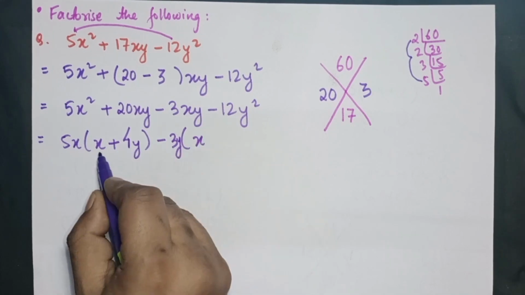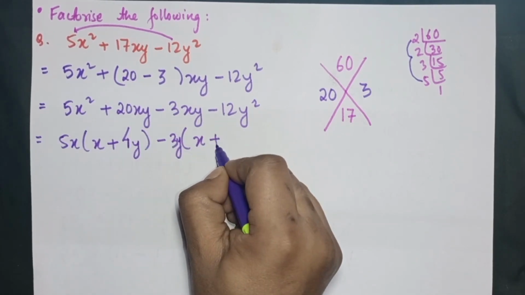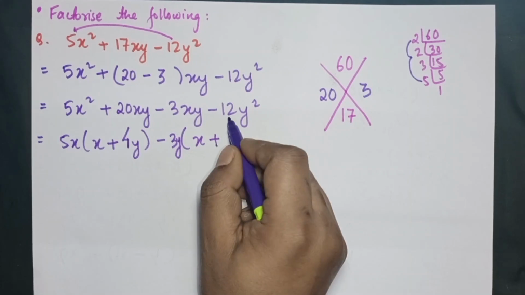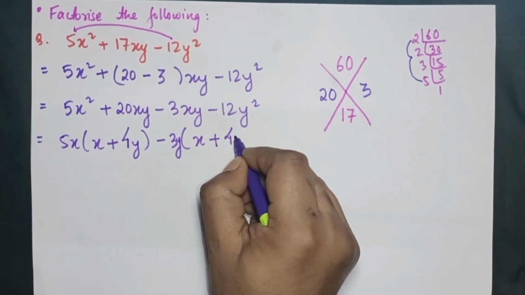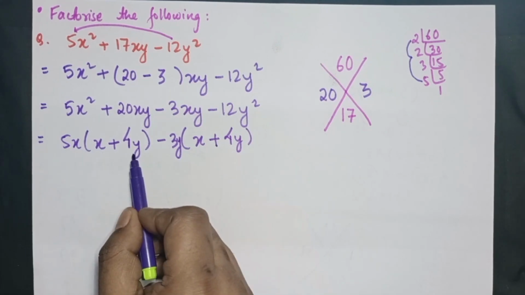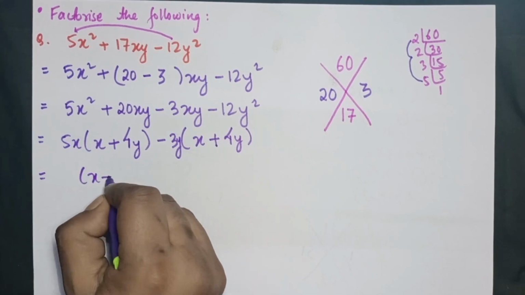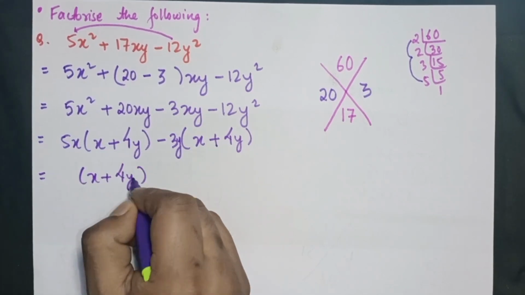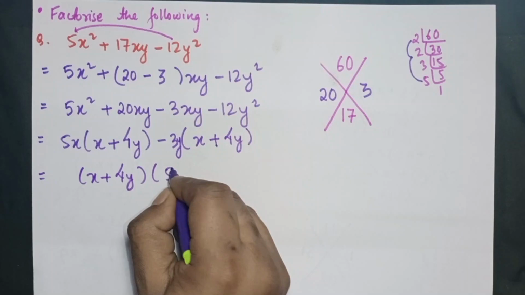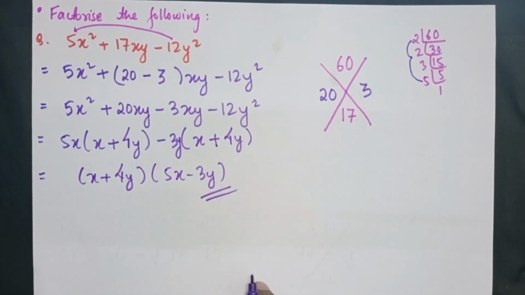That means what is left over? 4x. Obviously this has to come the same. So minus is already taken out. This minus will change to plus. And now what will be? 3 4s are 12. So 4y. Okay. So now these two are the same. That means our process is right. So now instead of these 2 we'll write a single x plus 4y and this in another bracket, so it will be 5x minus 3y. So this is my final answer.